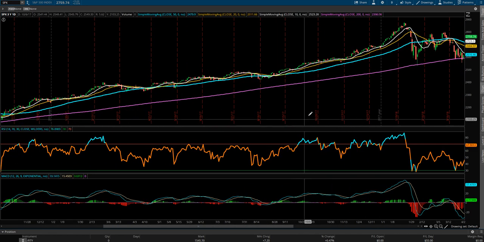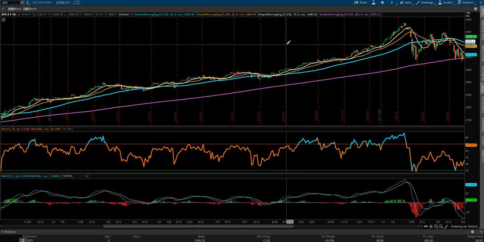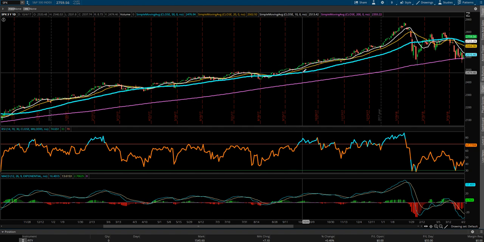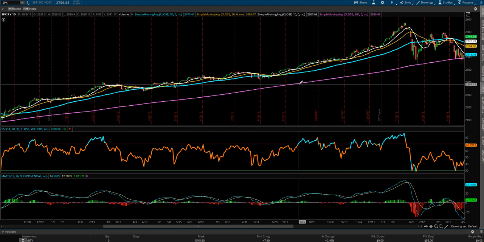Let's go back in time a little bit here. On my chart, I've got four moving averages. The 10-day moving average is the white line. The 20-day moving average is the yellow. The 50-day is the blue, and the 200 is the purple.